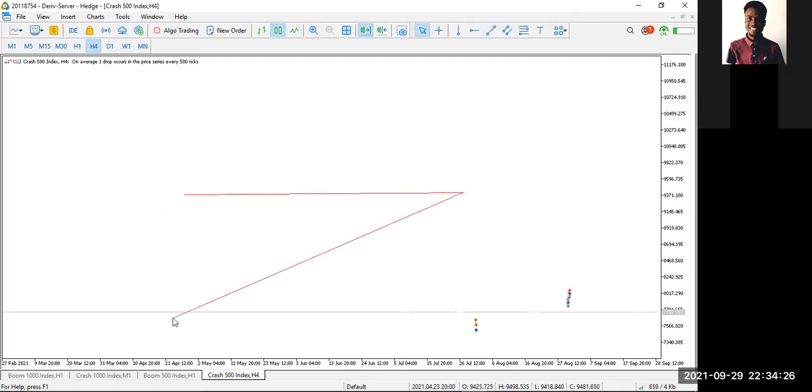If you remember, the symmetrical triangle has both of its sides at an angle to the horizontal, but this one has a flat horizontal resistance, while the other has a kind of diagonal line. So that is just the difference. They are still the same pattern. This is also a continuation pattern, and it acts the same way as the symmetrical triangle.